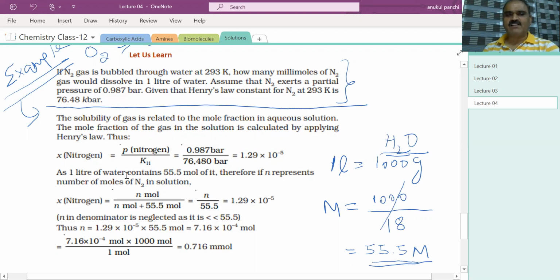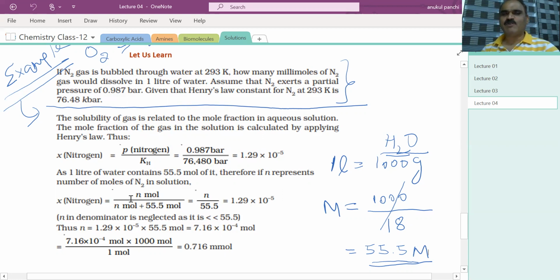So if 1 liter of water contains 55.5 mole of it, therefore, if small n represents the number of moles of N2 in solution, now we can calculate the mole fraction of nitrogen. X of nitrogen is equal to the number of moles of nitrogen upon the sum of the number of moles of nitrogen plus water. The formula of mole fraction is: the mole fraction of a component like nitrogen is the number of moles of that component upon the sum of the number of moles of all the components, both components. So X of nitrogen is equal to n mole upon n mole plus 55.5.